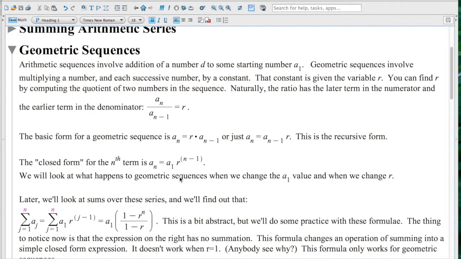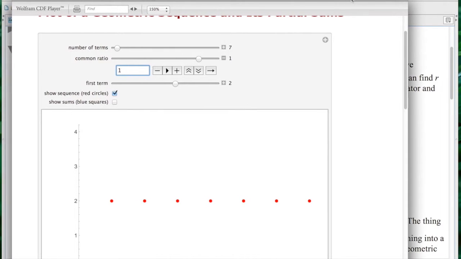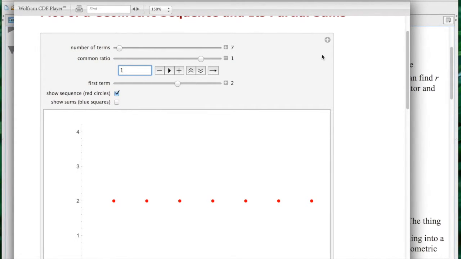Okay, so we're going to look what happens to geometric sequences when we change r. Okay, so try to retain this equation right here. You might want to write it down. So here we're looking at a plot of a sequence. I've set the first term, a1, to 2. Now here we have the unusual case that r is 1.